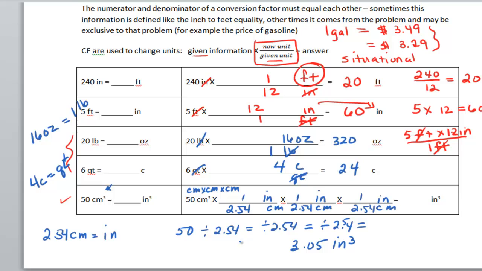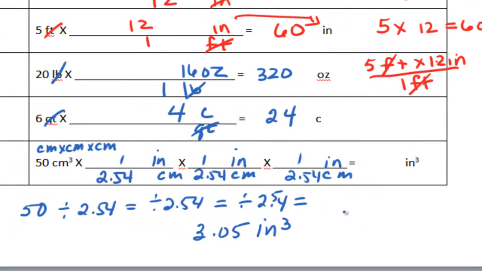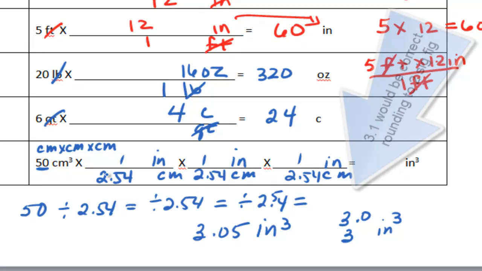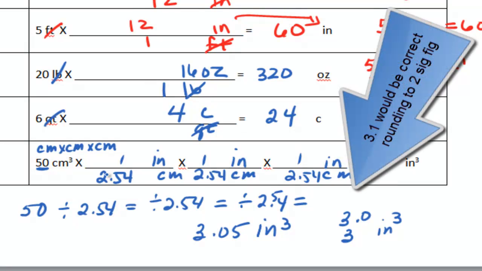And an appropriate way to perhaps present that answer would be 3.0 or maybe even 3 inches cubed, because we have either 1 or 2 significant figures here. Zeros are sometimes a little bit iffy as to what they mean.